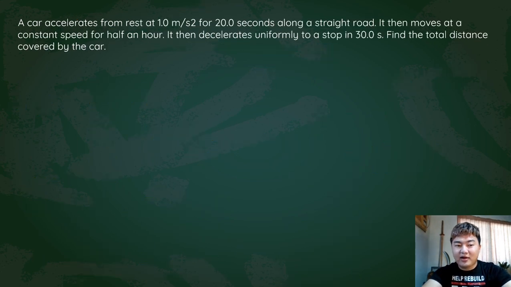Next, we have another problem. A car accelerates from rest at 1.0 meter per second squared for 20 seconds along a straight road. It then moves at a constant speed for half an hour. It decelerates uniformly to stop in 30 seconds. We are to find the total distance covered by the car.